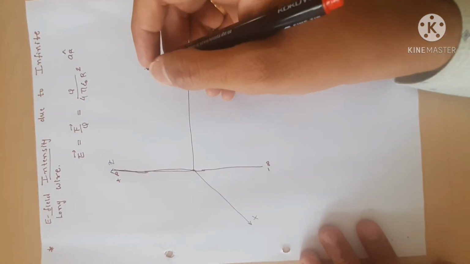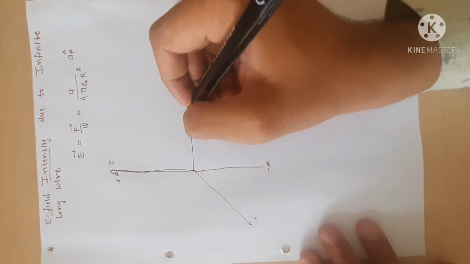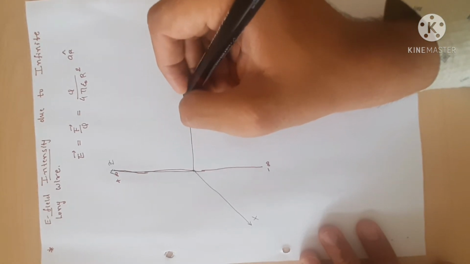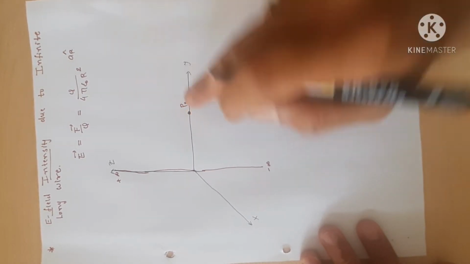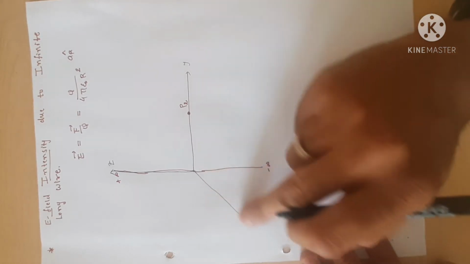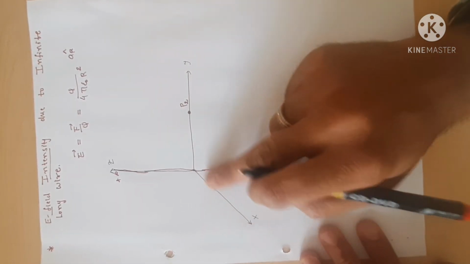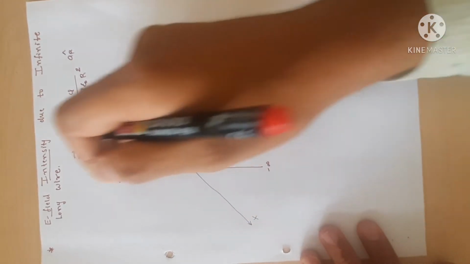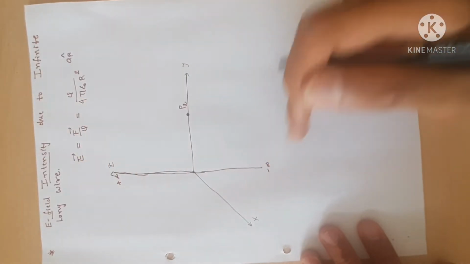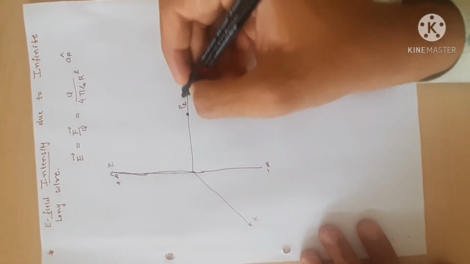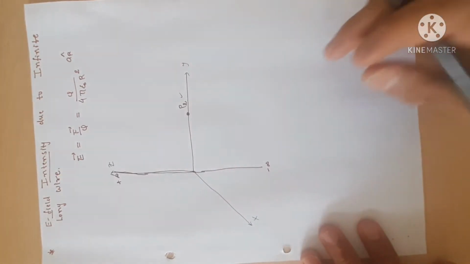We have to find the field intensity at any point. Let us consider a point present here. This is my point of interest, and I will name it point P2. So I want to find the electric field intensity at point P2. You can also find the electric field intensity at a point on the x-axis, but you cannot find it at a point on the z-axis because the wire itself is present on the z-axis. So let us find the electric field intensity at point P2 due to this infinitely long wire.